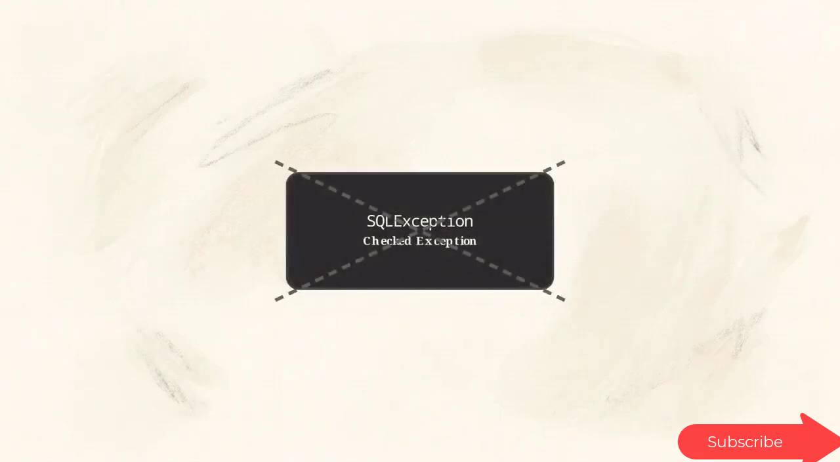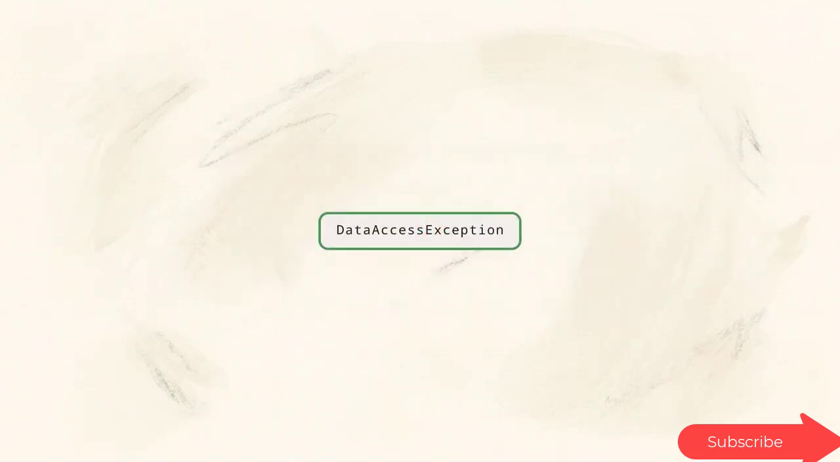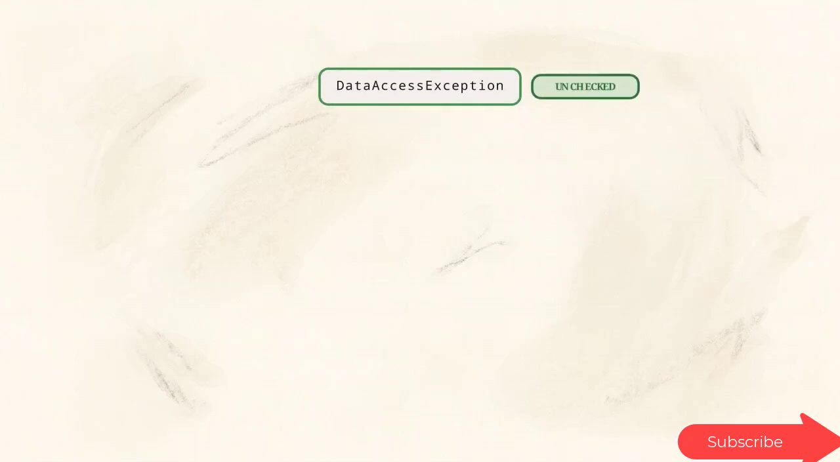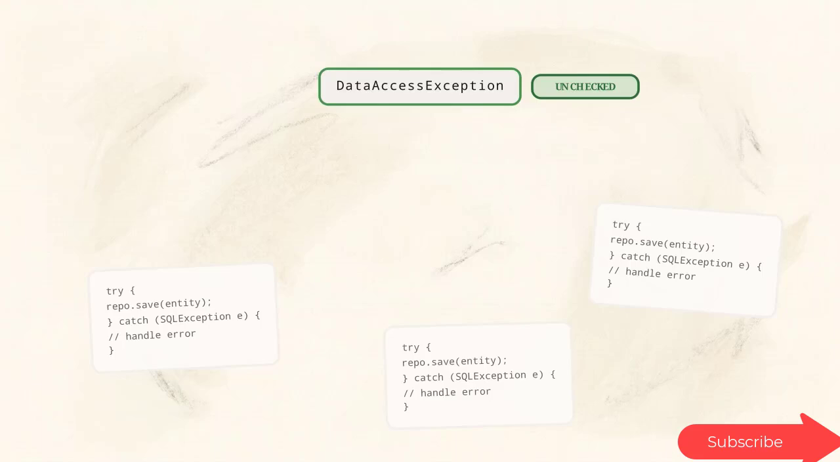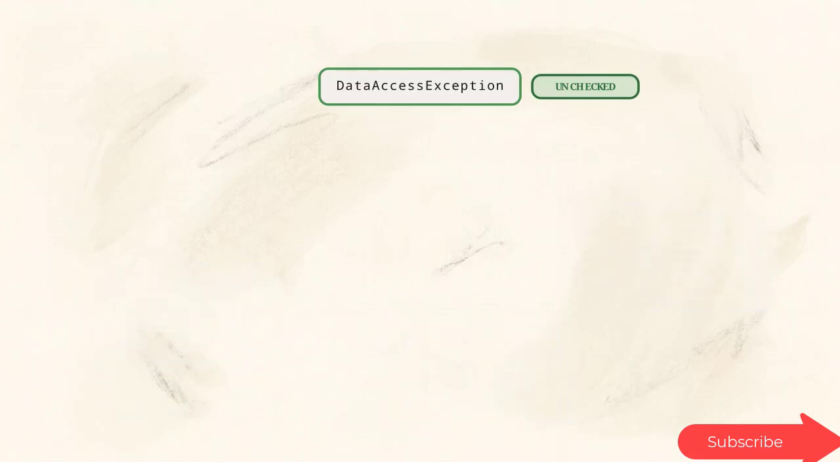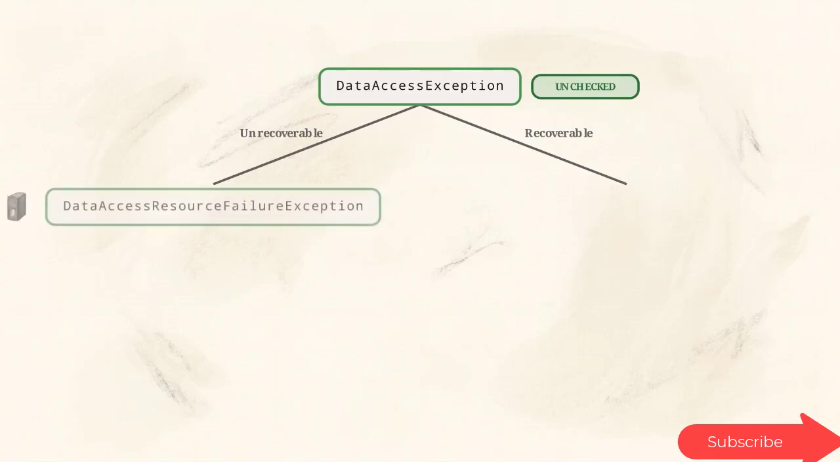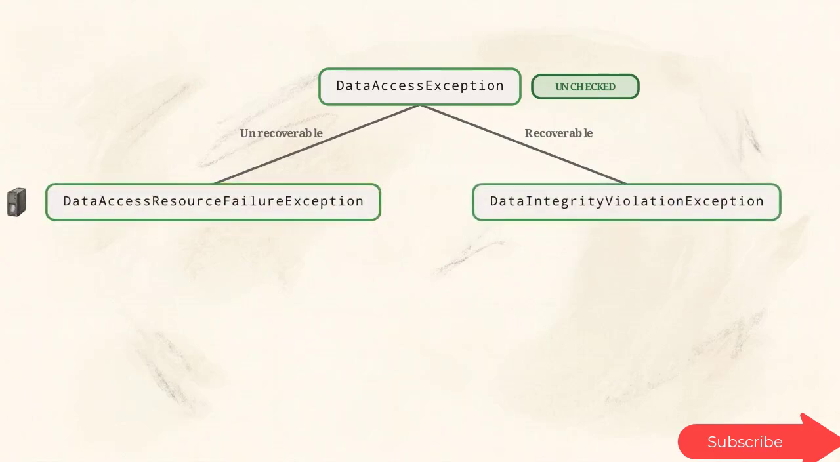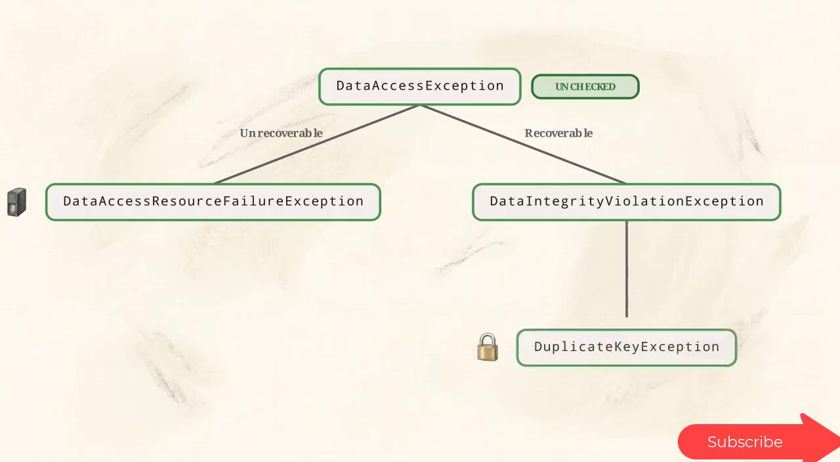The foundation of Spring's data layer is a unified exception tree. The root node of this tree is DataAccessException. This hierarchy is composed of unchecked exceptions. By converting checked database exceptions into unchecked ones, Spring eliminates the need for boilerplate try-catch blocks across every method in your application. The tree structure separates unrecoverable systemic failures, like a dropped network connection, from specific recoverable data errors, such as a duplicate key exception.